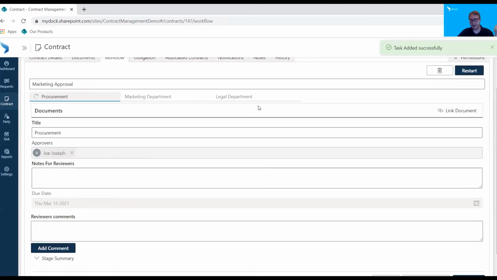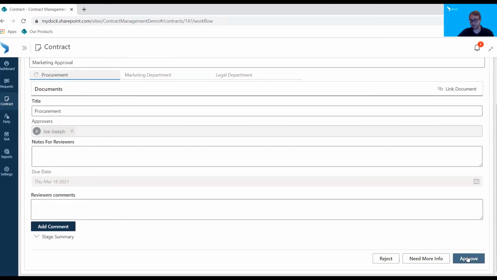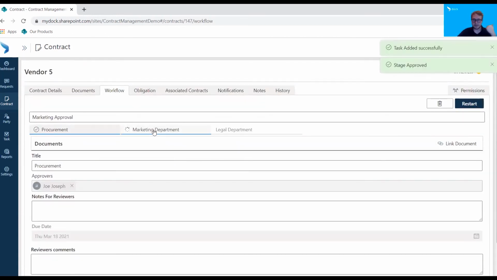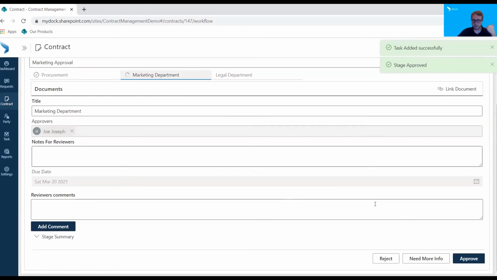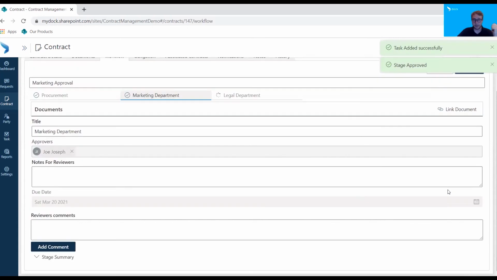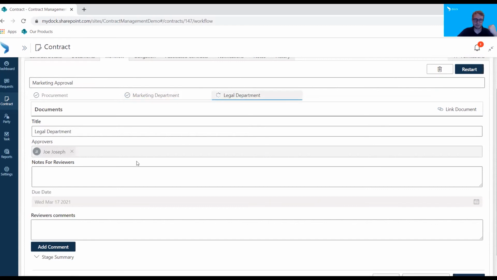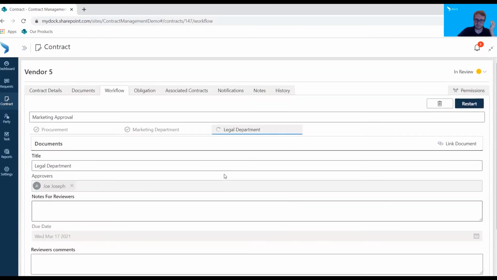Because we are logged in as Joe Joseph, we are then able to just approve, reject, or say that we need more info. So we approve it, and then it'll fire off the next stage of the process. So it'll say, okay, it goes on to the marketing department. Because we are Joe Joseph, again, we can just approve. And then finally, it'll fire off and go to the next stage, which goes off to legal because we have set this up so it goes off on a separate day. So tomorrow, this email account for Joe Joseph would get a notification saying to come in, review it, and approve it.